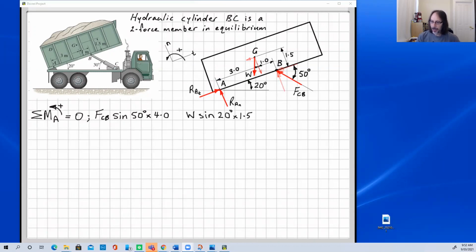All right, so let's have a look here and see whether it's a positive moment or not. So this is going down this way. So this will tend to cause an anti-clockwise moment about point A. So this one will be positive as well.